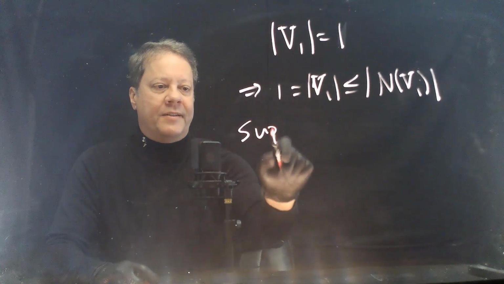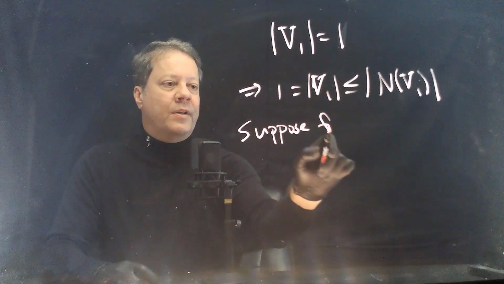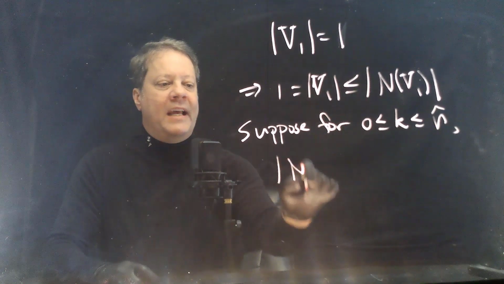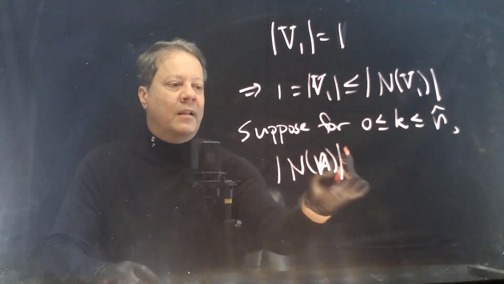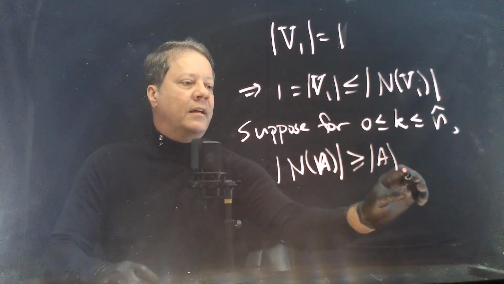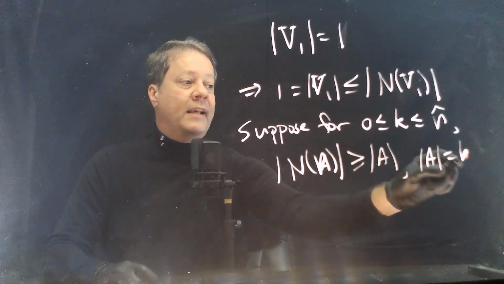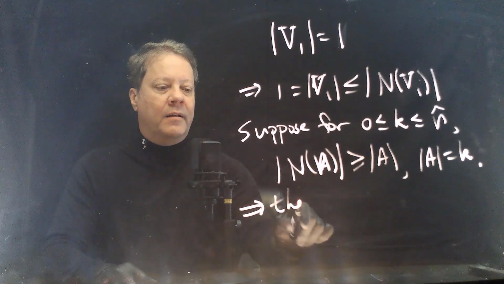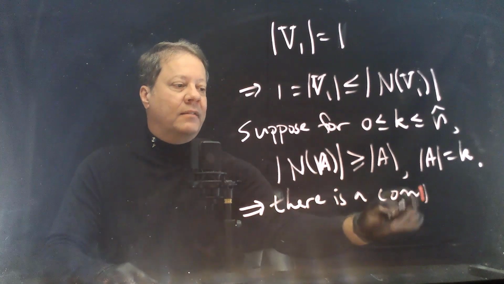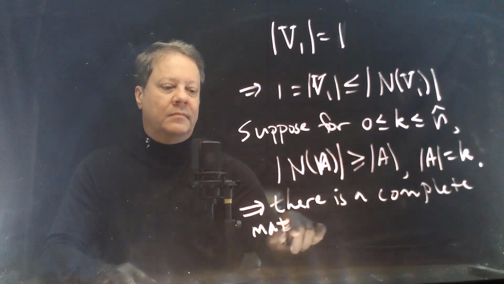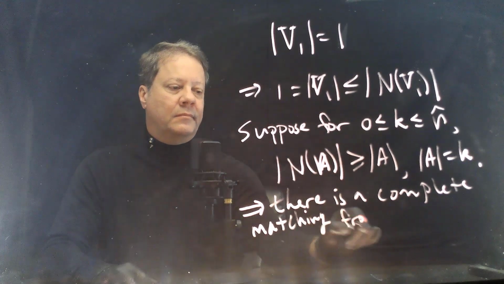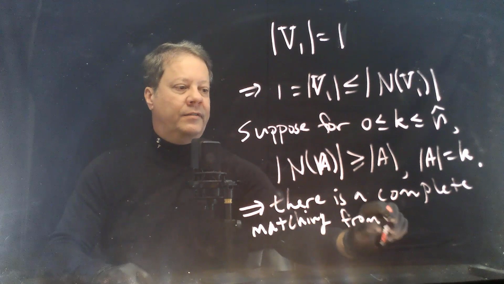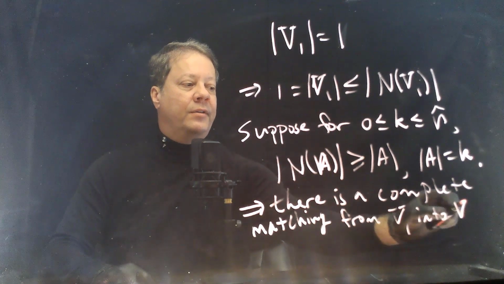For the induction hypothesis, suppose for 0 less than or equal to k less than or equal to some n hat, the order of the neighborhood of A is bigger than or equal to the order of A, where the order of A is k. And whenever this happens, that implies there's a complete matching from A, from V1 into V2.